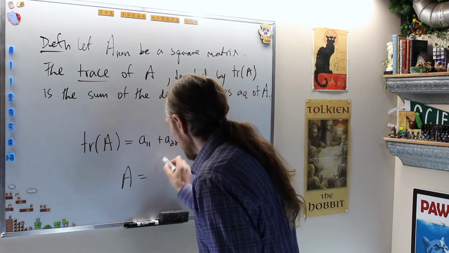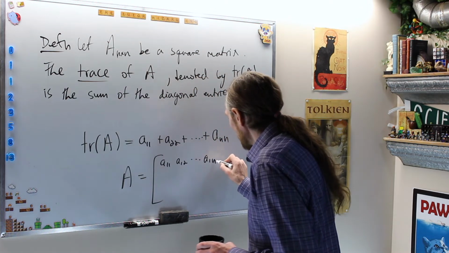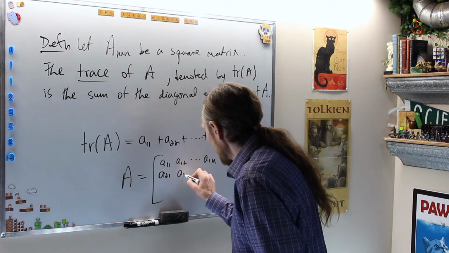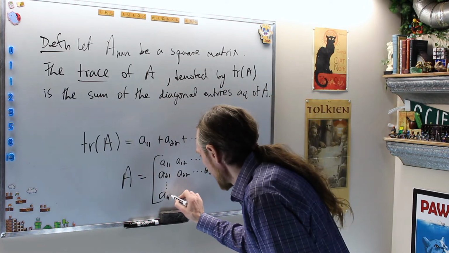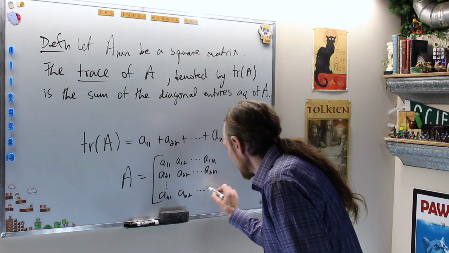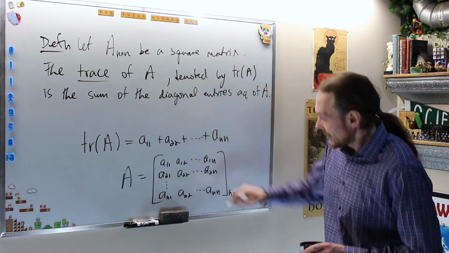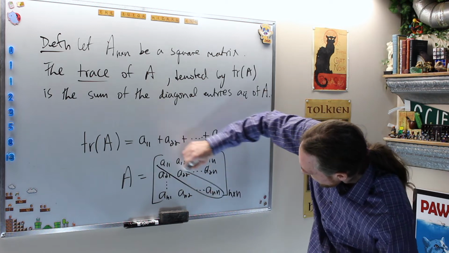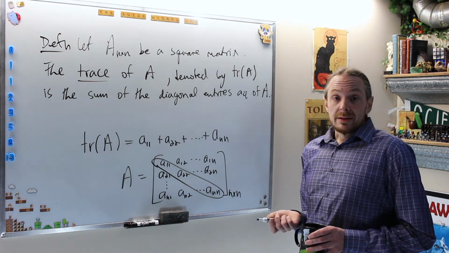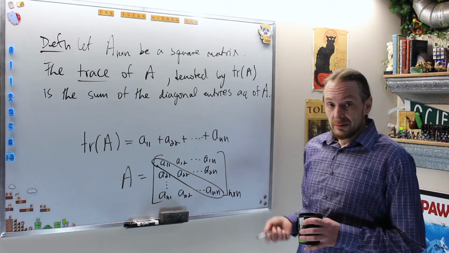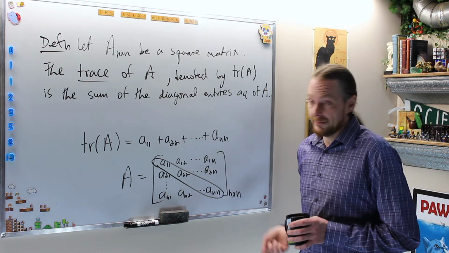Remember, A is going to look like this: A11, A12 dot dot dot A1n, A21, A22, A2n dot dot dot An1, An2 dot dot dot Ann. So if it's square and n by n, what that's saying is you're going to take just the diagonal entries and add them. And that's what the trace of a matrix is. Not hard to compute, but extremely useful later on in linear algebra. This is the trace of a matrix.